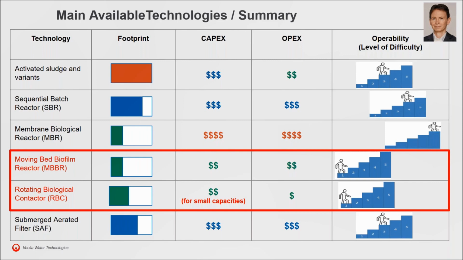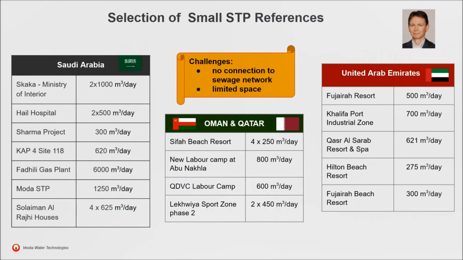So as a summary, we can see that the most effective technologies for small STPs are RBC for the lower flow range and MBBR. This is why Veolia has selected MBBR and RBCs as our key solution for small STPs, and we are now going to review them in more detail in the next part of our webinar. And now, let's look at some references in the region. Next slide.